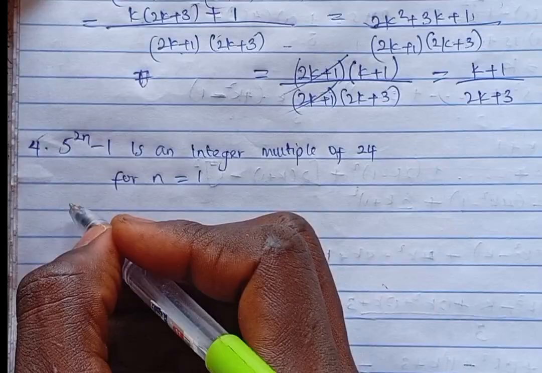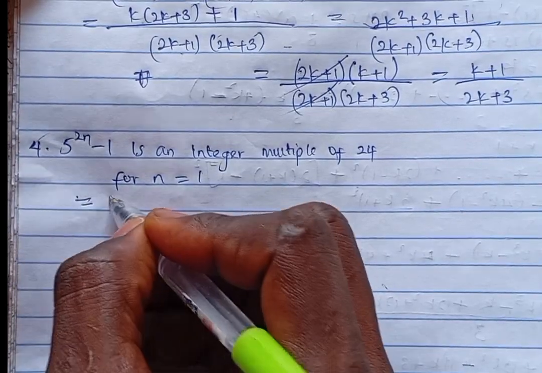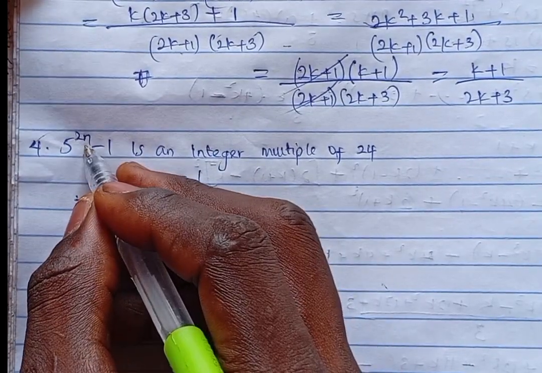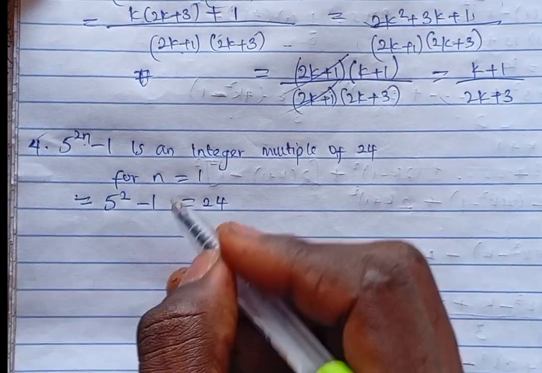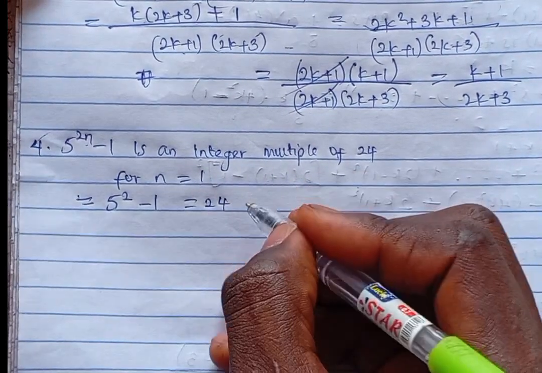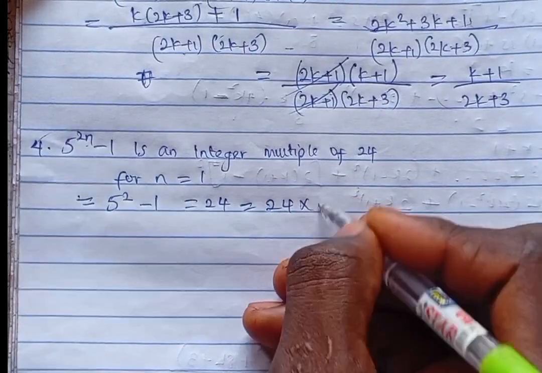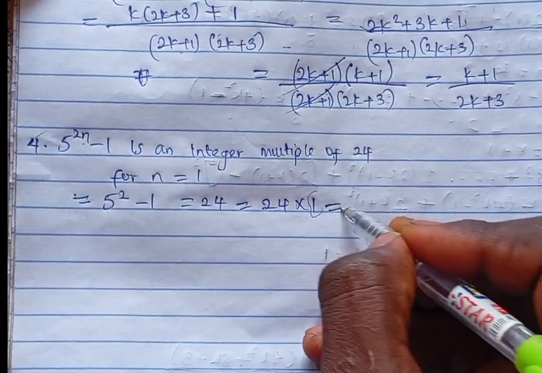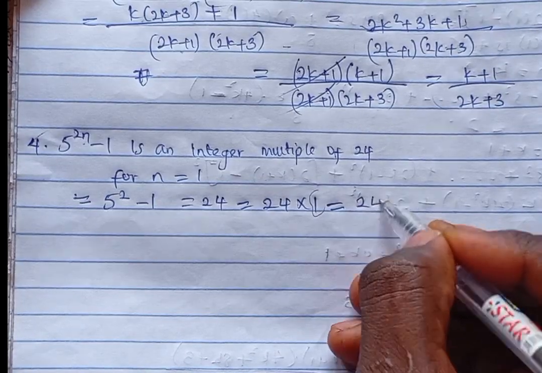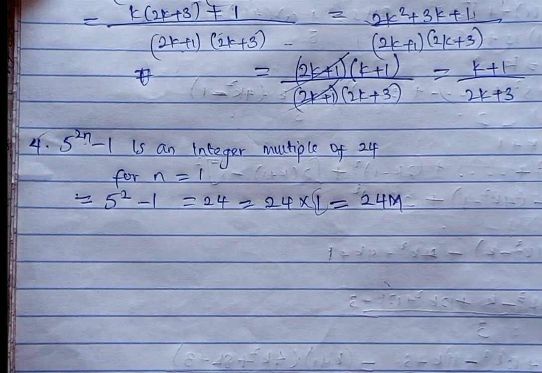You have that, which is equal to what? 5 raised to power 2 if you substitute 1 minus 1, which is what? 24. But this 24 can further be simplified by saying that it is equal to 24 multiplied by 1. So this one is a what? Natural number, right? You can use it to represent any letter, which is 24m. Let's say we have 24 what?